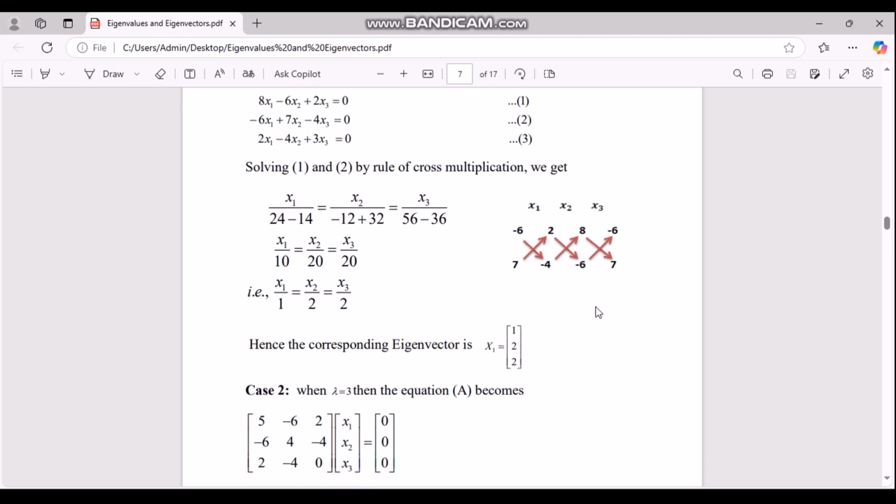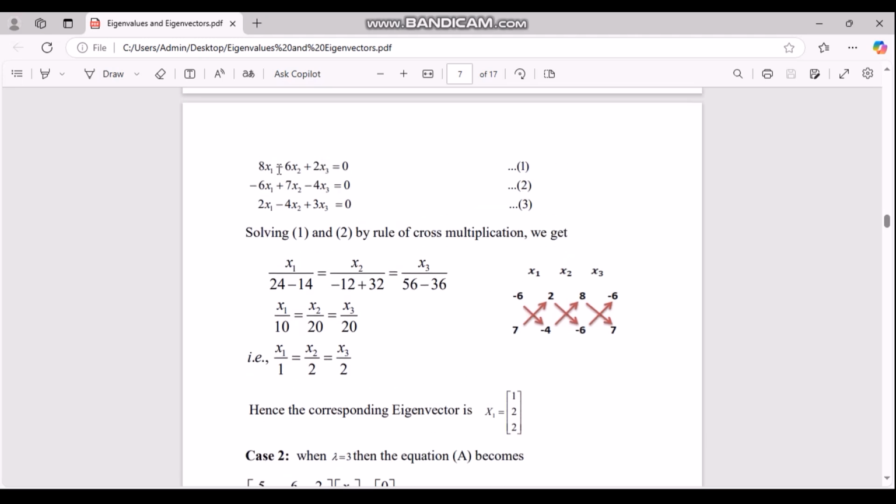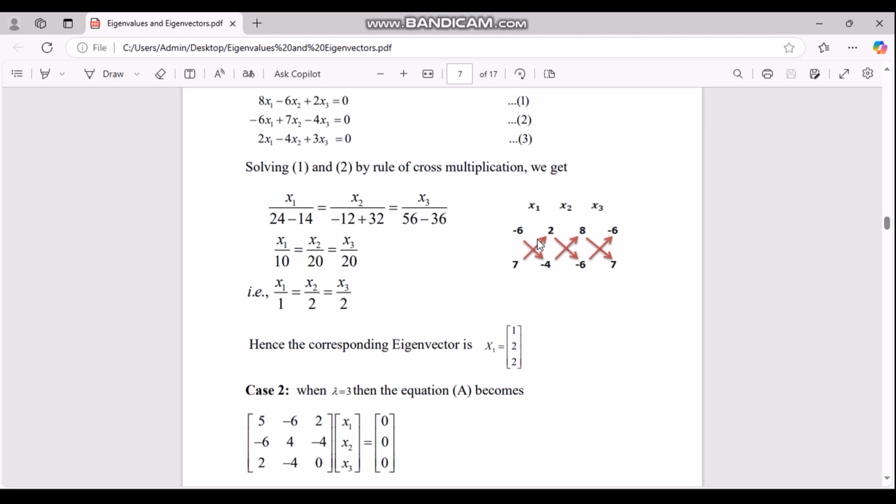An easier way is to start with the second number in both equations: -6, 7, 2, -4, 8, -6, then -6, 7. You end with where you started. Then you go with the determinant minor method. So for x1, it is 24 - 14. Likewise, x2 is -12 + 32. And x3 is 56 - 36. On simplification, you get 10, 20, 20.